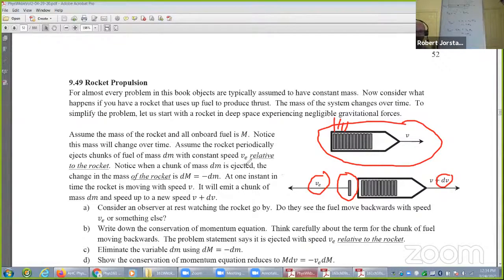The issue is you have to do it with differential sized masses. So for each tiny bit of mass, dm, that you throw out the back, the rocket loses a tiny bit of mass. So we get an equation. Let's see if we have this equation and guide you through it.